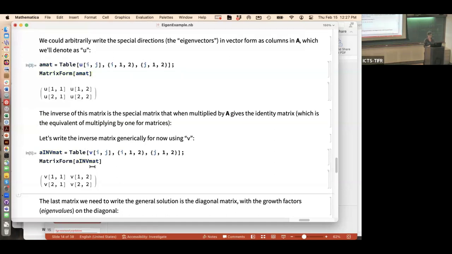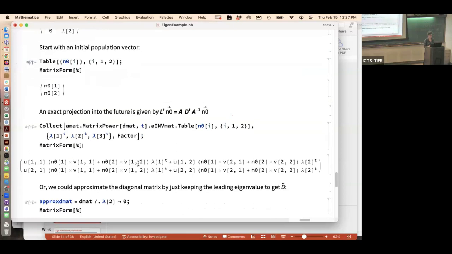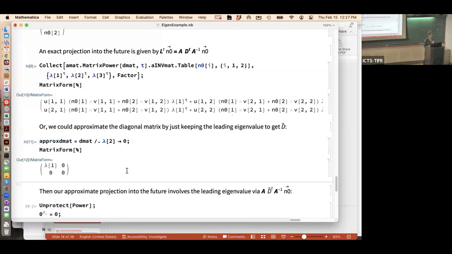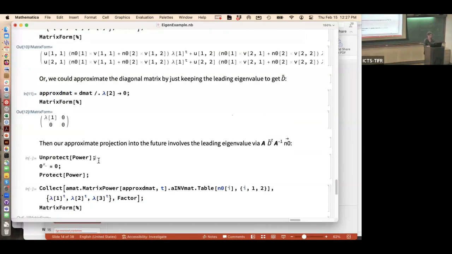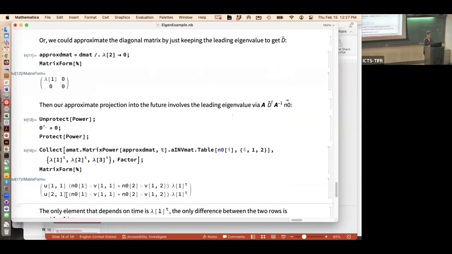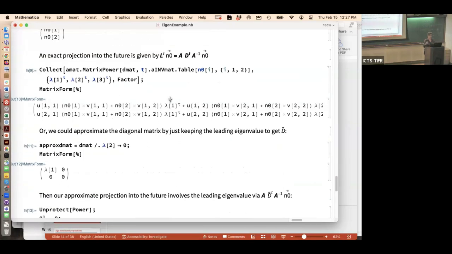Let's enter these things. Do that. So this is with all of the eigenvalues. Now I'm just going to drop the smaller eigenvalues, and I'm going to power up this new matrix to the power T. So this is only a component. This is a general solution in all future points in time.